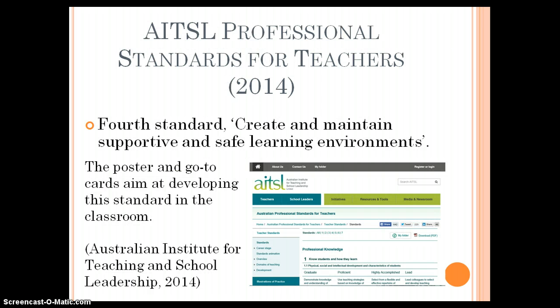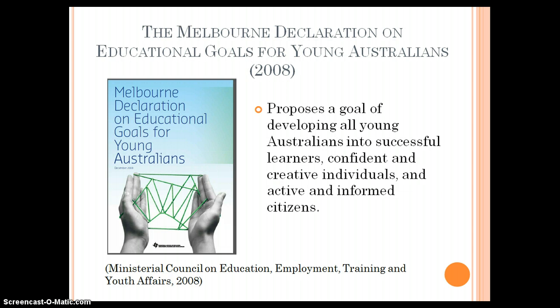The overarching policy that informed my choice of these artefacts and the notion of creating an inclusive classroom climate was the AITSL professional standards for teachers, in particular the 4th standard, create and maintain safe and supportive learning environments. The poster and the go-to cards aim at developing this standard in the classroom. The Melbourne Declaration on Educational Goals for Young Australians proposes a number of goals. By creating an inclusive classroom climate, we are working towards a number of steps in achieving these goals.